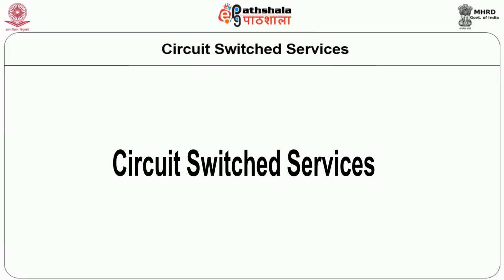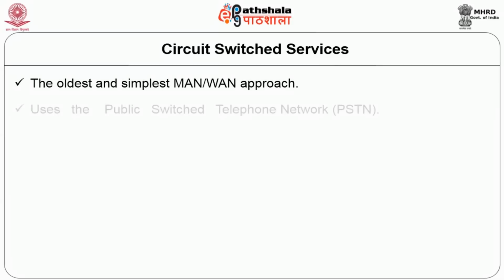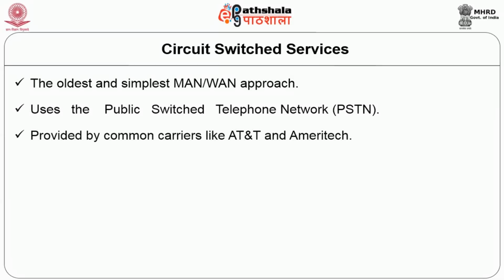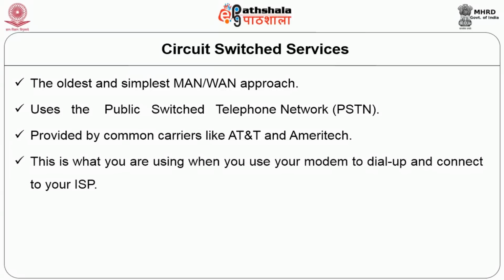And how is this happening? Let us recollect the circuit switch service, that is the oldest. Circuit switch is the oldest kind of technology. Simplest and oldest endpoint to endpoint connectivity in a wide region. So we can create a MAN, that is metropolitan area network, or wide area network. In that approach, this is established.